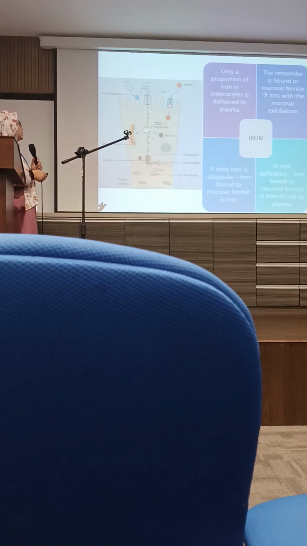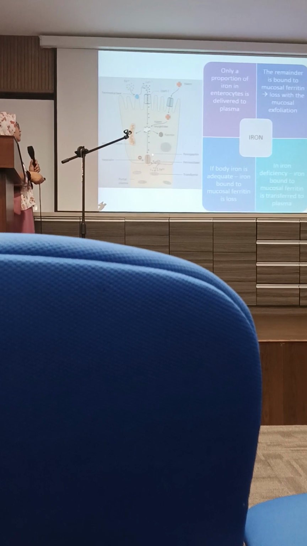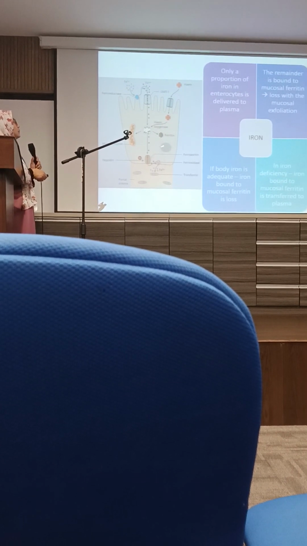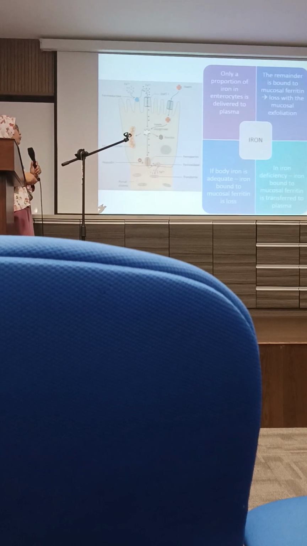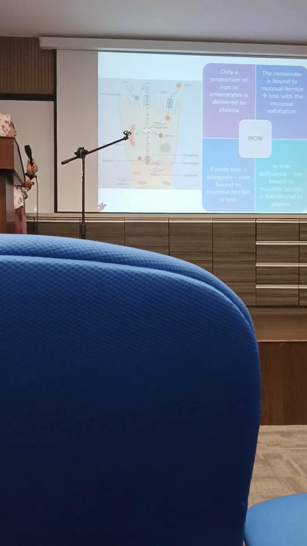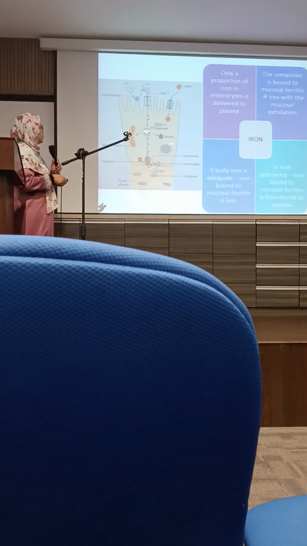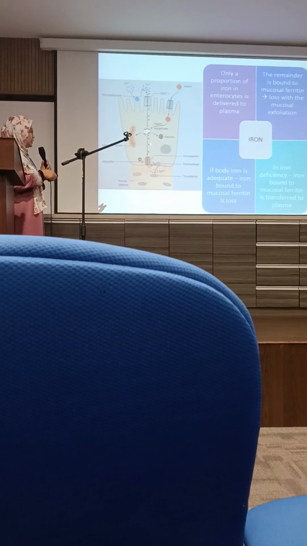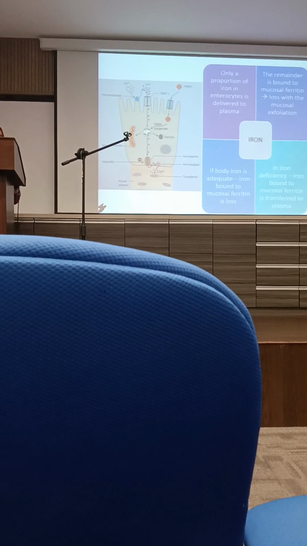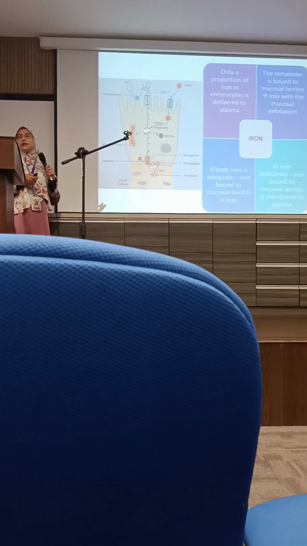So only a proportion of iron which is absorbed in the erythrocytes will be delivered to the plasma. Some will be bound to the mucosal ferritin and lost to the exfoliation. If body iron is adequate, iron bound to mucosal ferritin will be lost. And in iron deficiency, iron bound to mucosal ferritin is transferred to the plasma. So that's how you maintain the iron balance in the body.